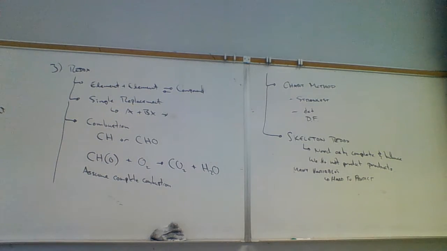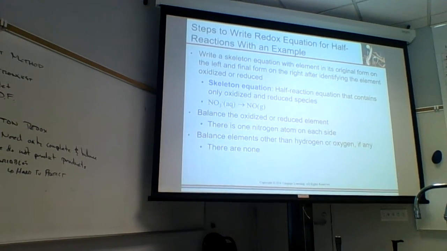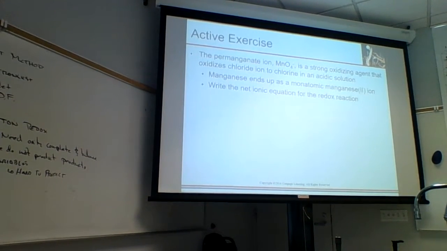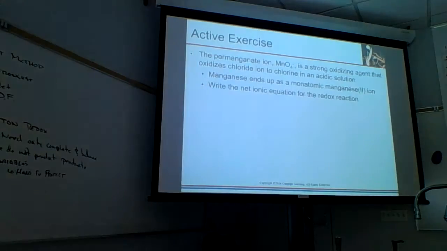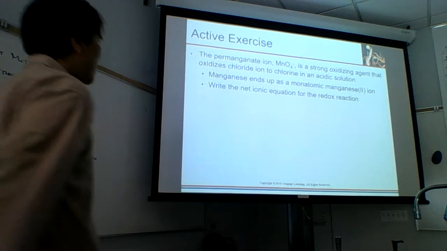And so a typical skeleton redox problem would be like this here. This is in chapter 19, by the way, at the end of chapter 19. Actually, this is steps to writing skeleton redox. I'm going to go through the steps. Let's just look at a problem involving skeleton redox. So rather than trying to predict what's going to happen, they just took it.